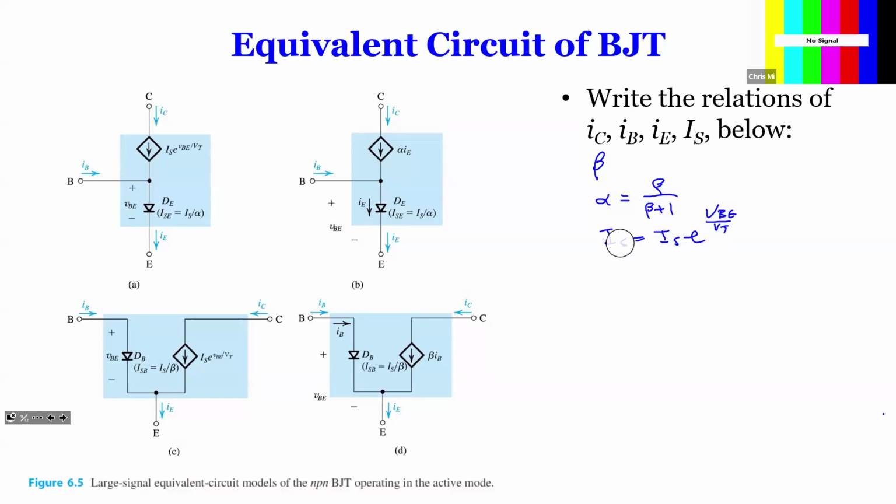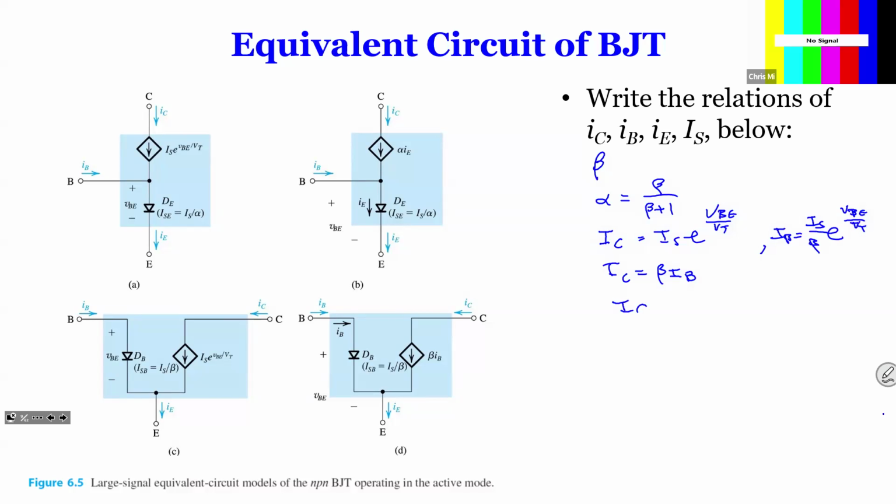So let me make this a little bit better. Then you have, say, IC also equal to beta times IB, right? So in this case, what is IB then? Well, you can write it down as IS over beta times e to the power VBE over VT, right? So that's how you write it.